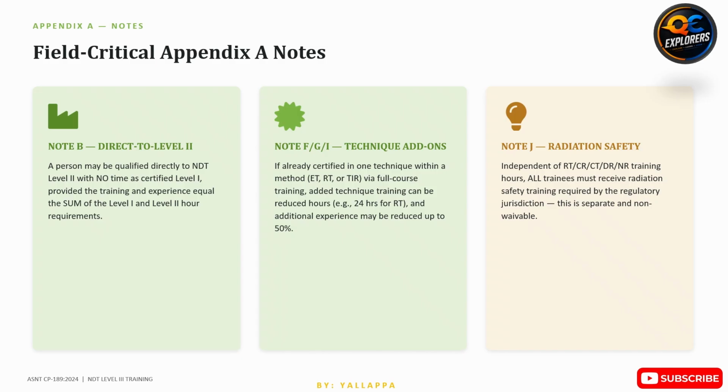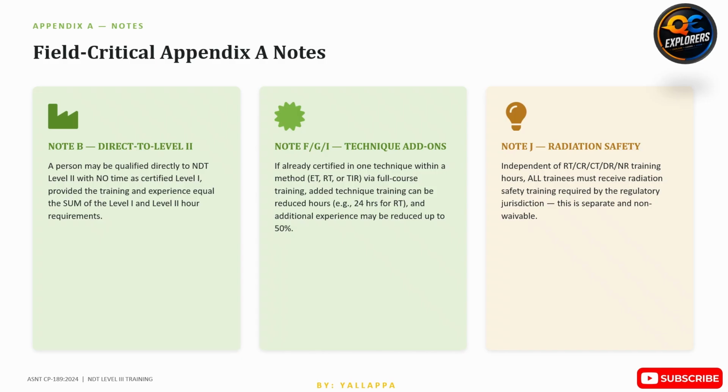Under many employer qualification systems, an individual progresses from trainee to Level 1 and then to Level 2. However, CP-189 recognizes that this is not the only possible pathway. The standard allows a candidate to be certified directly to Level 2 without first becoming a certified Level 1. This is often referred to as direct to Level 2 certification. However, there is an important condition.